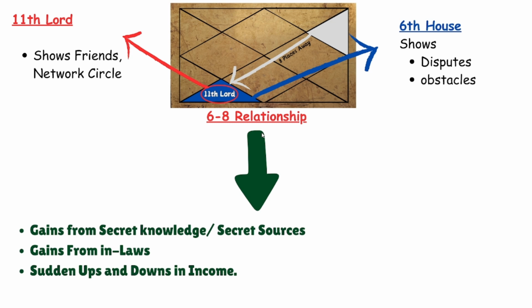Here in this example, the 11th lord is going 8 places away. The 8th house represents your in-laws, your transformation, occult knowledge, secret knowledge, and any form of secret services. So the 11th lord going 8 places away can give you gains from secret knowledge, secret sources. It can give you gains from in-laws. But since it is a difficult relationship, it can also give you sudden ups and downs in your income.